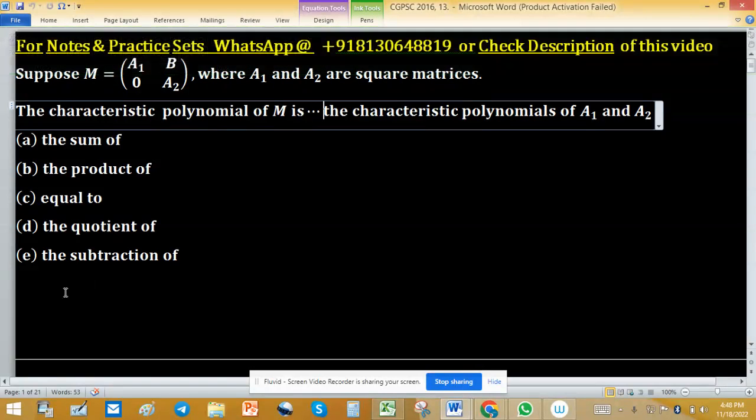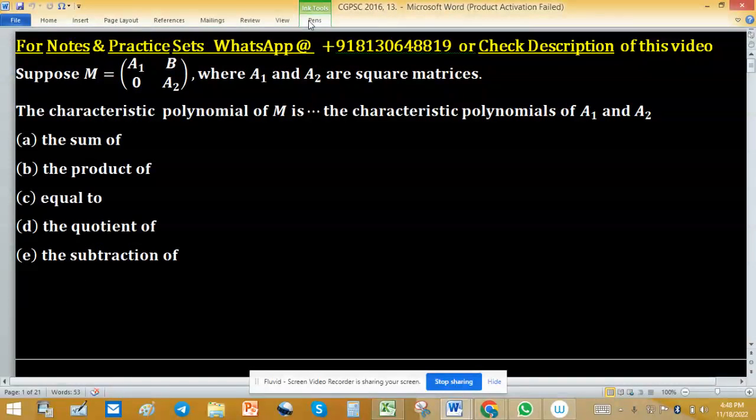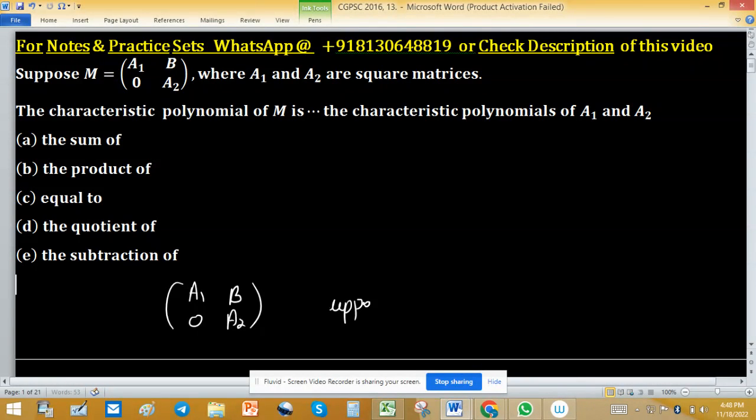First, we try to identify which type of matrix it is. So A1, 0, B, A2. This is upper block diagonal matrix. It is upper block diagonal matrix.